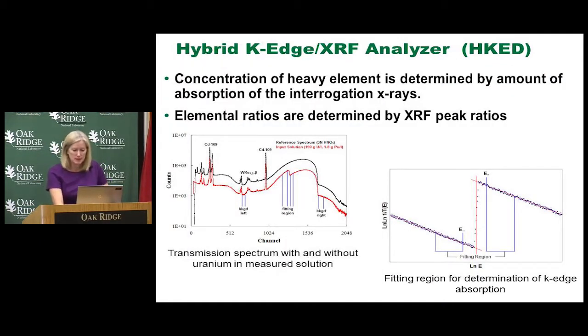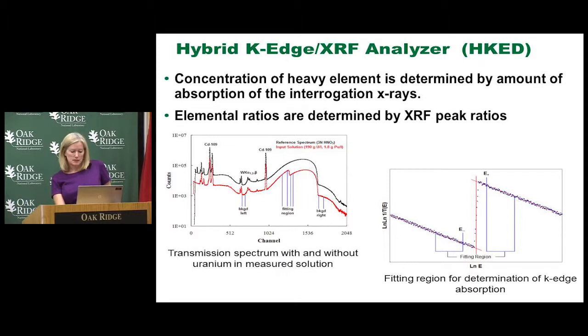So what do we see when we measure? What we look at is first we measure the concentration of the heavy element, and that is determined by how much of the X-rays are absorbed. If you look at this black line here, this is with no heavy elements in the solution in the hybrid K-edge vial. And this edge here is an absorption of the X-rays in the K shell of the atom. And so the height of this line will tell you how much was absorbed, and it will give you the concentration.